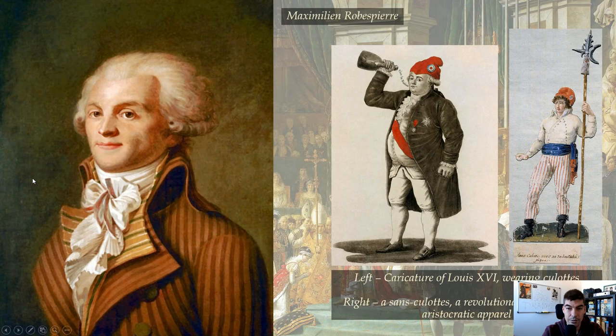Okay, this is Maximilien Robespierre, the leader of the Jacobins and the ruler of the Convention during the Terror. And this is the explanation of the sans-culottes. The sans-culottes were the revolutionaries, and they called them like that because sans-culottes means without culottes. The culottes is this kind of short trouser that was fashionable for the noblemen and also the king, okay? But the poor people wore trousers, so they were sans-culottes, without culottes.